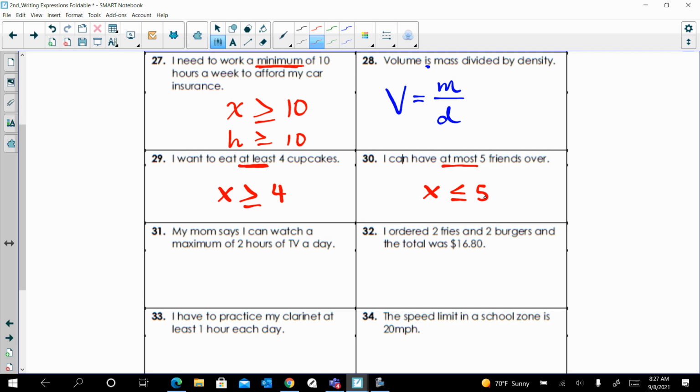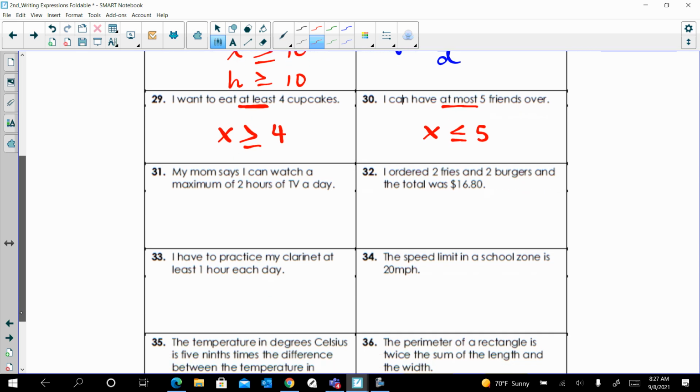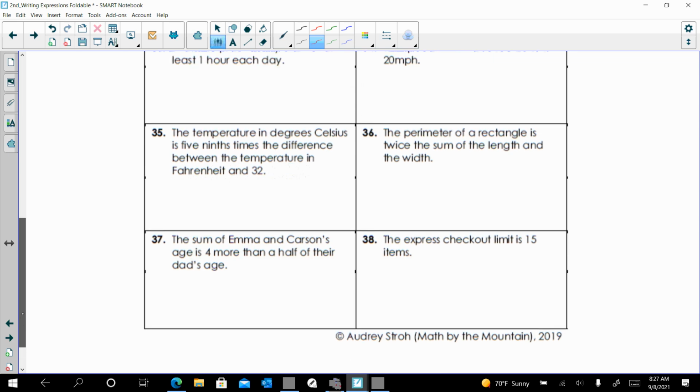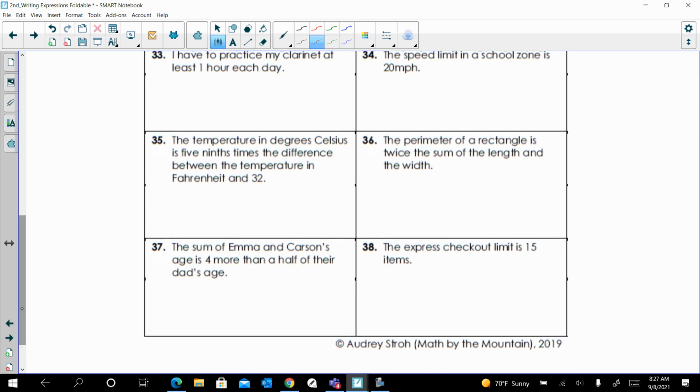Okay, I just want to talk about 35 together real quick, because it's another formula. 35 says the temperature in degrees Celsius is 5/9 times the difference between the temperature in Fahrenheit and 32. Right there where it says the degrees Celsius is, so what this first sentence is talking about is the Celsius. It's an equation, so I'm going to put C for Celsius and then equals.